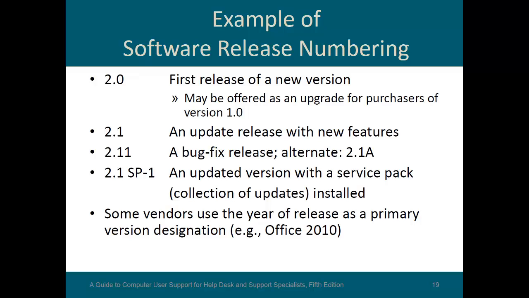So, software release numbering. You have 2.0, the first release of a new version, anything that ends in 0.0. 2.1, an update release with new features. 2.11, a bug fix release. 2.1 SP1, an updated version with a service pack. Some vendors use the year of release as a primary version designation, such as Office 2010.